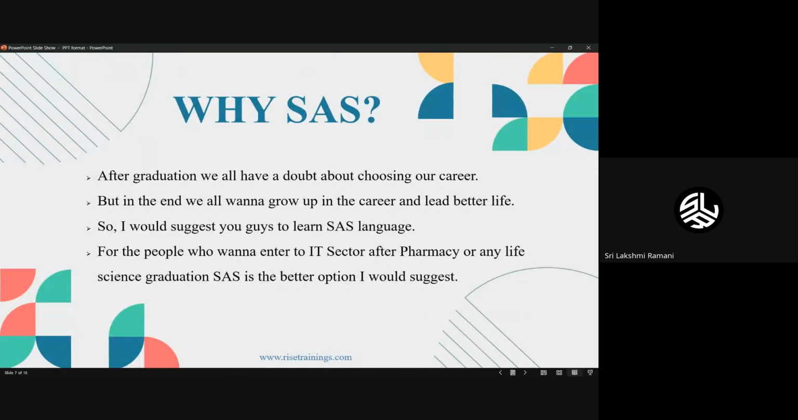Here comes the important question. All the life science students who have graduated, not only life science but all, after graduating we will have a doubt about choosing our career. But in the end, we all want to grow in the career and lead a better life, right? Somebody will have a passion for dancing, singing, and all like that. Some people, like me, will have a passion for working on SAS. How do we use it? All this kind of thing.